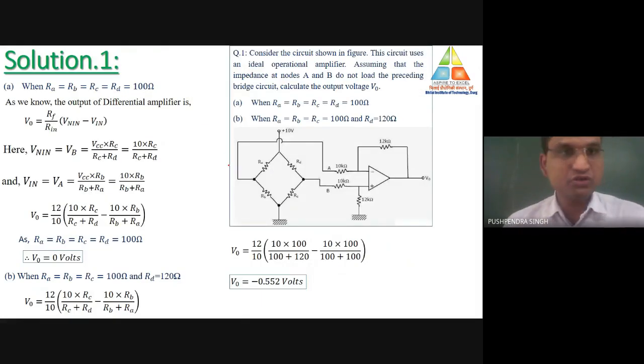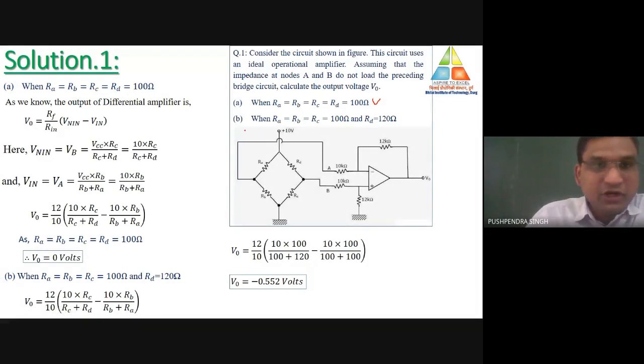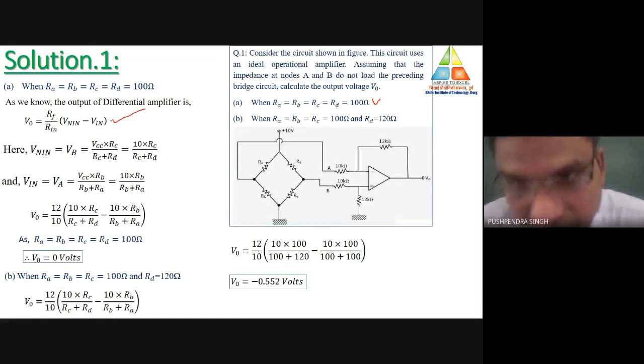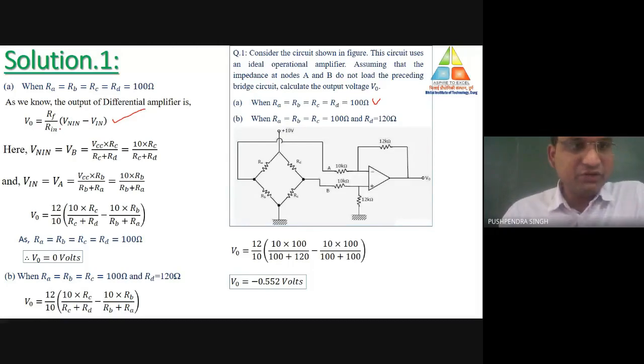So this is the solution of question number 1. We start with the first part, when RA, RB, RC and RD are equal to 100 ohm. Already we have discussed that the output of the differential amplifier is RF by RN times the non-inverting voltage minus the inverting terminal voltage. That is the output of the differential amplifier. So to calculate the non-inverting terminal voltage, the non-inverting terminal voltage is VB. VB is this one.